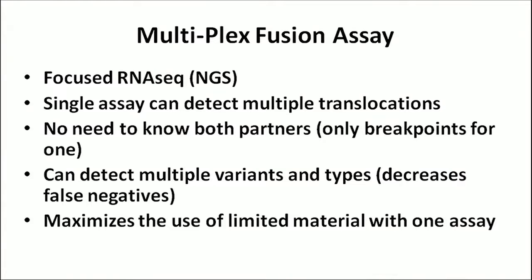These are essentially focused RNA-seq, an application of next-generation sequencing. So now we can have, theoretically, single assays that can detect multiple to many different translocations. We don't need to know both partners. We really only need to know the breakpoints for one of these. And then we can use this to detect multiple types and variants. Theoretically, these types of approaches would decrease the number of false negatives. So this really maximizes the use of limited material that you can see in one assay.